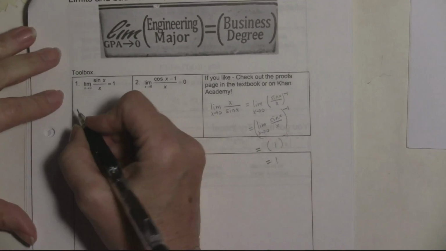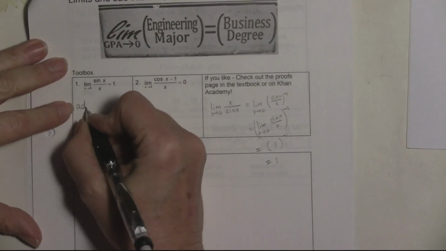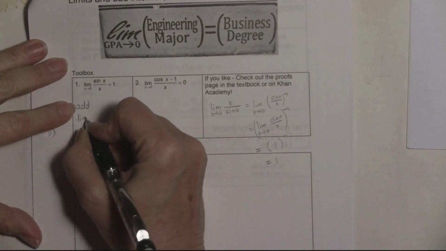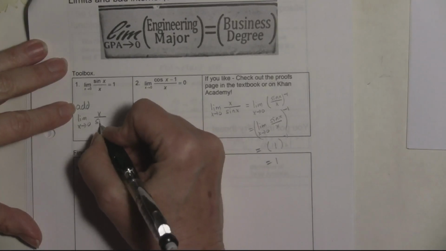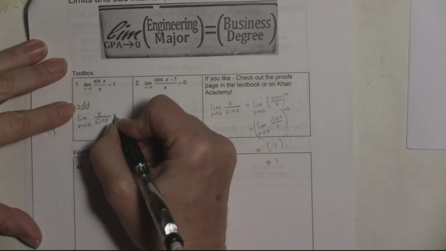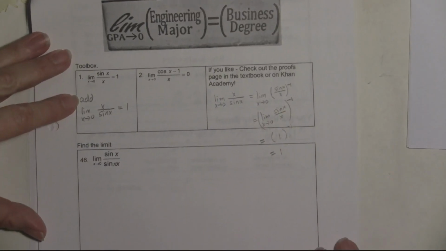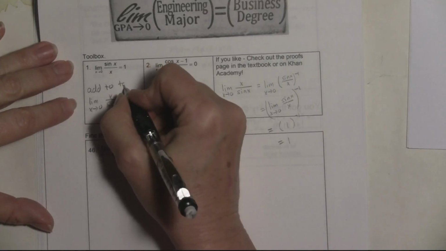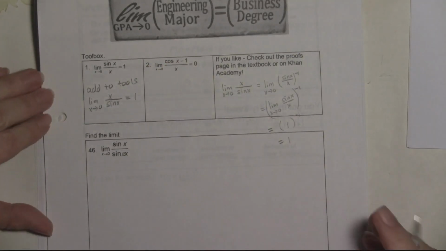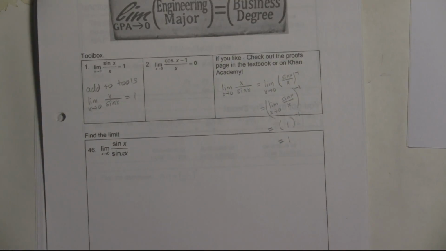So I wanted to add in the toolbox that the limit as x approaches 0 of x over sine of x is also equal to 1. Add to tools, because that's going to come up on this problem here.